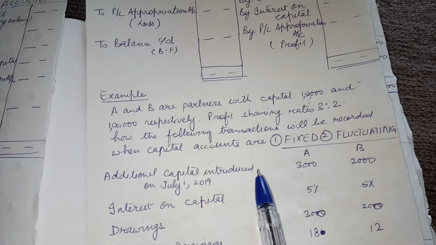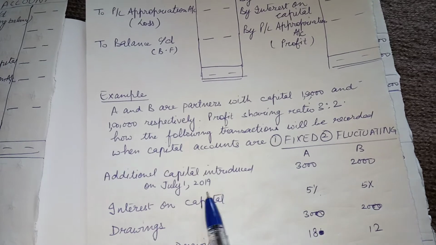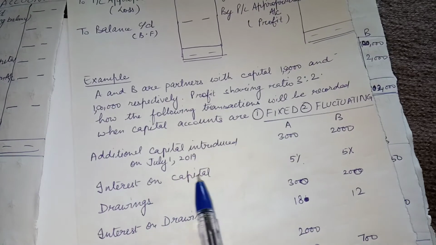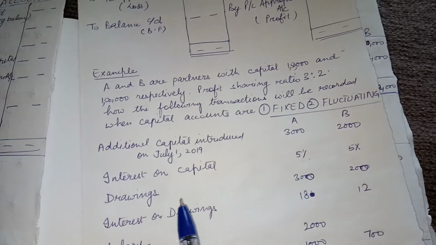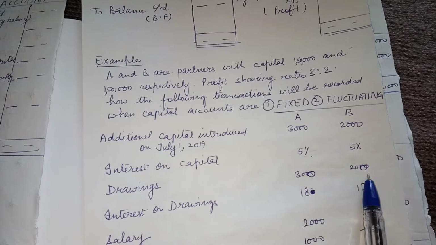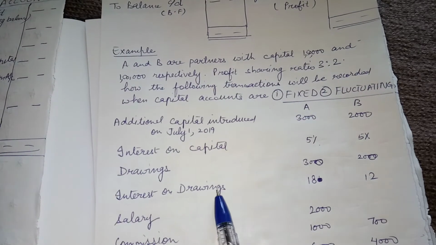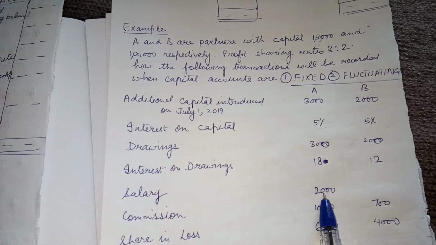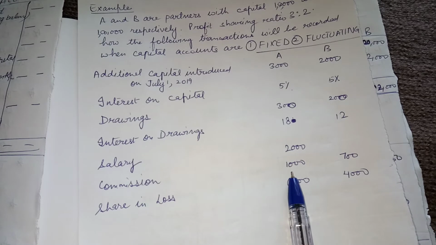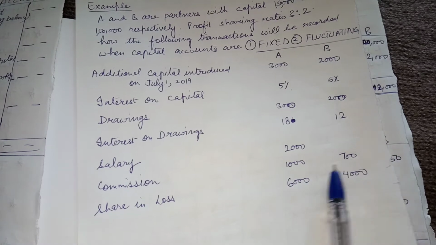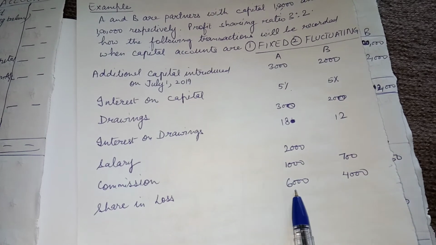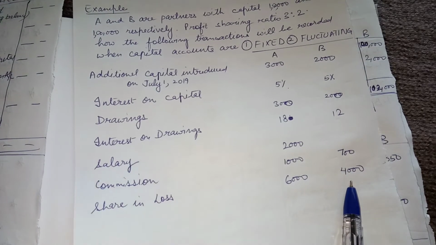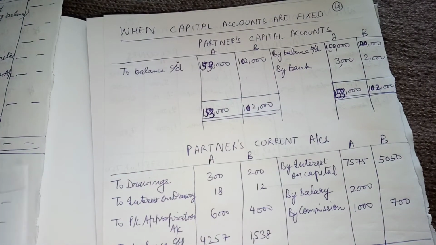The additional capital introduced in July 2019 by A is 3,000, by B is 2,000. Interest on capital is 5% for both. Drawings are for A 300, for B 200. Interest on drawings is 18 rupees and 12 rupees. Salary 2,000 for A. Commission 1,000 for A and 700 for B. And share in loss is 6,000 for A and 4,000 for B. So let us see how the things are going to be done.